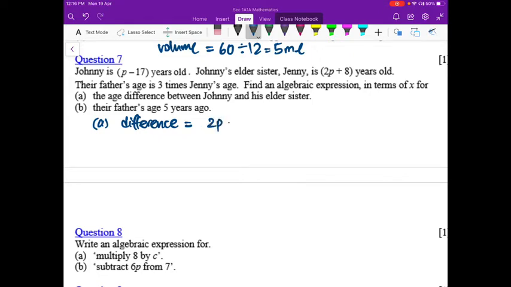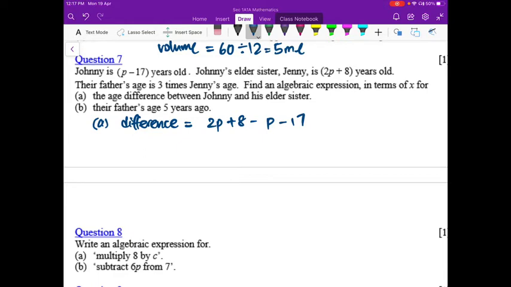2p plus 8 minus away what? What should we subtract away? Okay, p minus 17. Correct? Is this correct? Everybody look up. Is this correct? Not correct. Must put bracket? Must we put bracket? What happens if we don't put bracket? Will it be wrong? Is there a difference whether I put bracket or I don't put bracket?